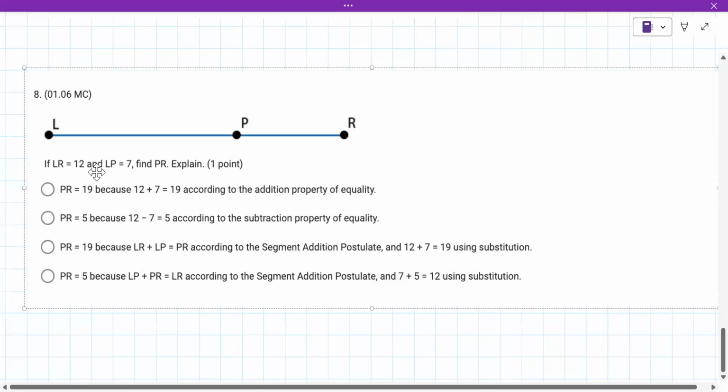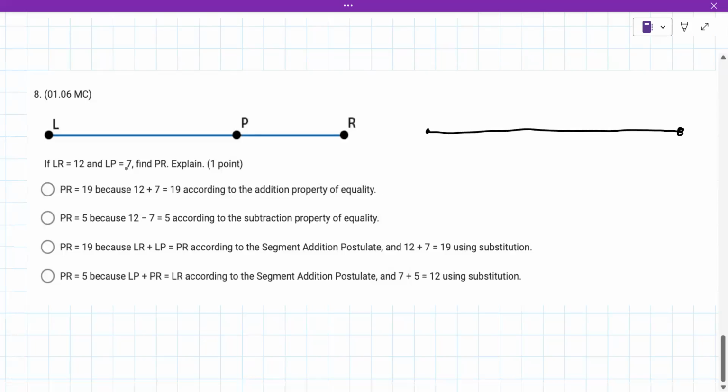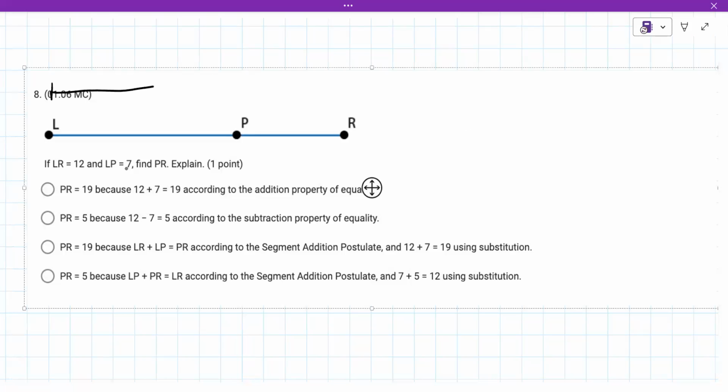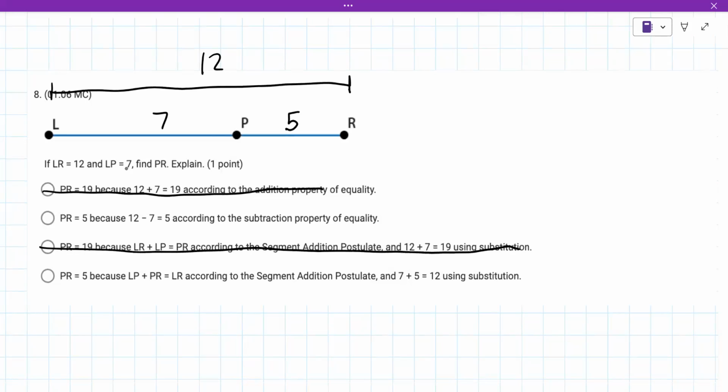Okay, if LR, that's the whole thing, well, why don't I draw it on there? If the whole thing is 12, and this part is 7, what's PR? Well, PR is 5. We know that it must be 5. So it's either the second one or the fourth one. The question is why are they the same? And this is the segment addition postulate.